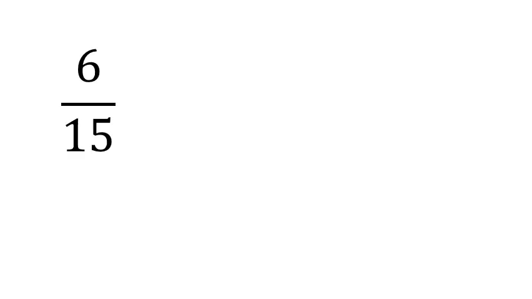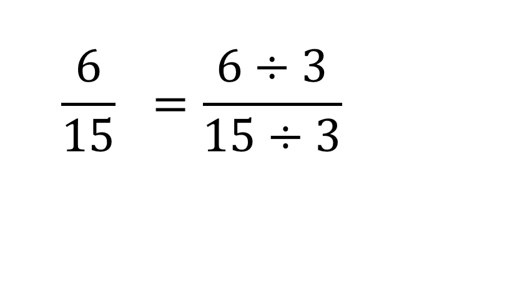Observe the fraction 6 over 15. We said before that 15 cannot be changed to 100 or to 10 or to 1000. But if we simplify this fraction, we can simplify up and down, 6 and 15, by 3. I will divide up and down by 3, so I will obtain 2 over 5. So the fraction 6 over 15 is equal to 2 over 5.